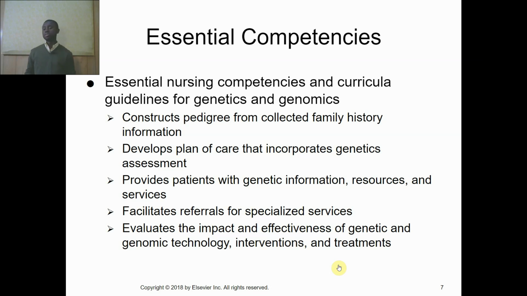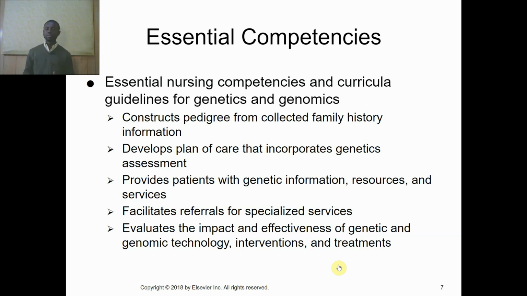Then they should be able to also provide patients with genetic information, resources, and services. So what resources are in the community? Are there any groups that will be supportive to the patient? Are there any federal or state resources for those conditions such as cystic fibrosis or for diabetes or anything that the client may be predisposed to?